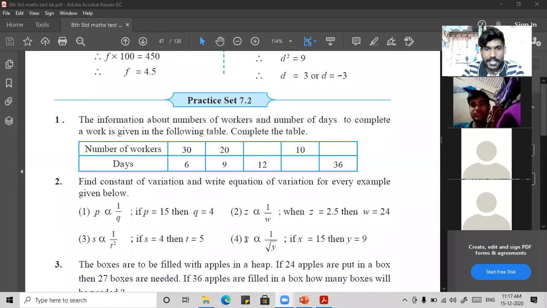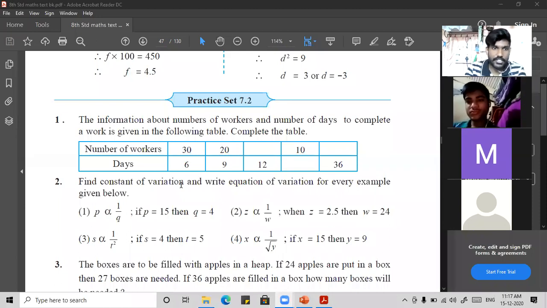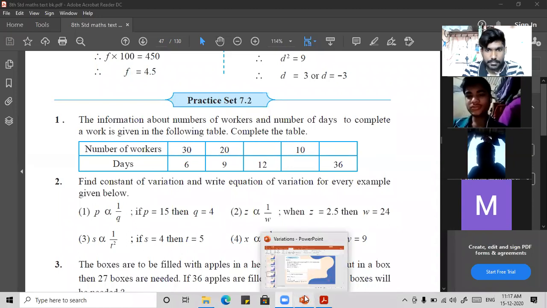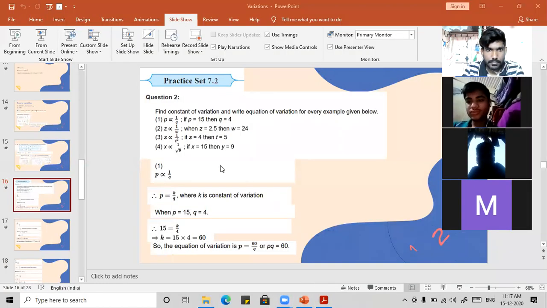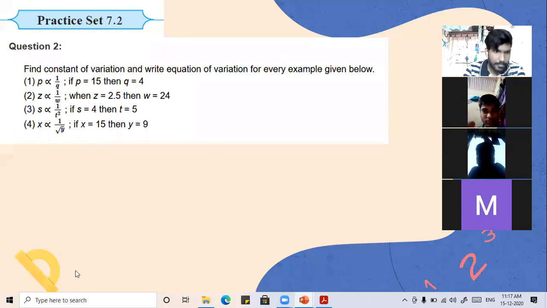So the fourth sum is: x is inversely proportional to 1 upon root y. If x is 15, then y is 9. We have to find the constant of variation in each case. Find the constant of variation, that is k. We have to find out k. Okay, so this is the fourth sum.